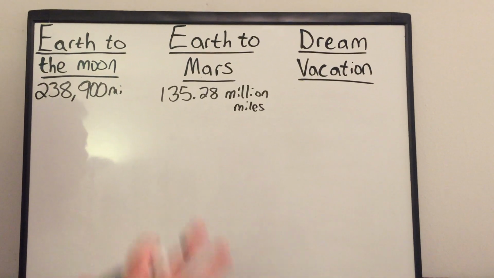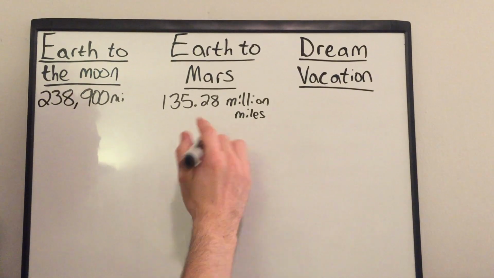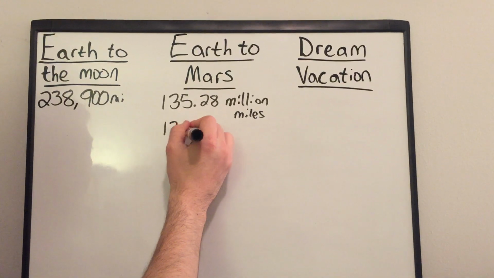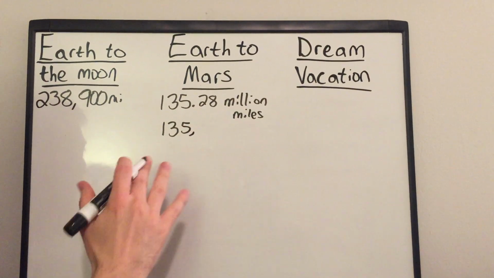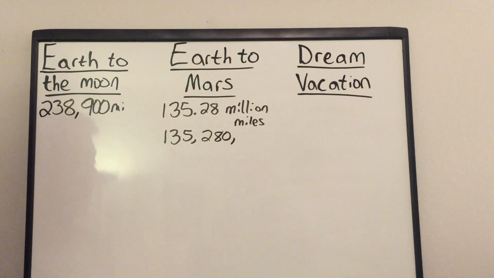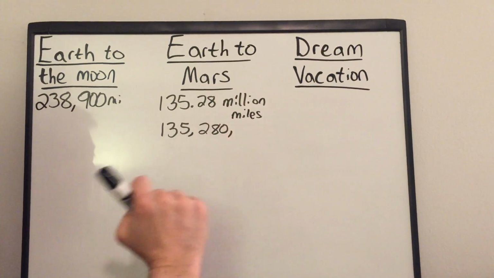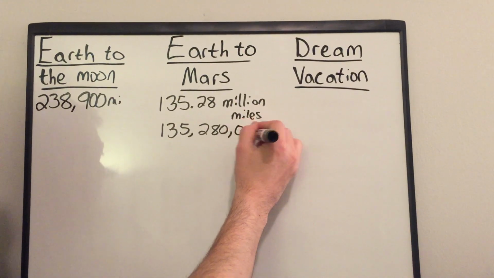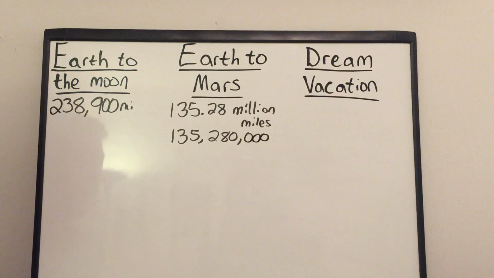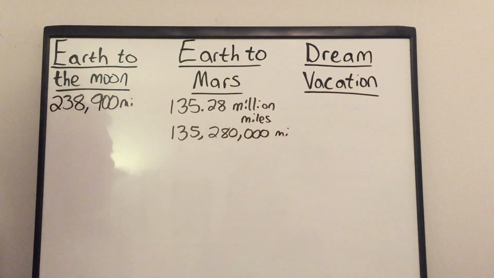So in order to make this into a regular number or into a normal standard form, what we need to do is write it as 135 comma for the million part, 280,000. Usually it's like 2, 8, and then a 0 for the last 1,000, and then your zeros for your hundreds, tens, and ones place. So that's how I would write it right there. And then of course that is still in miles.